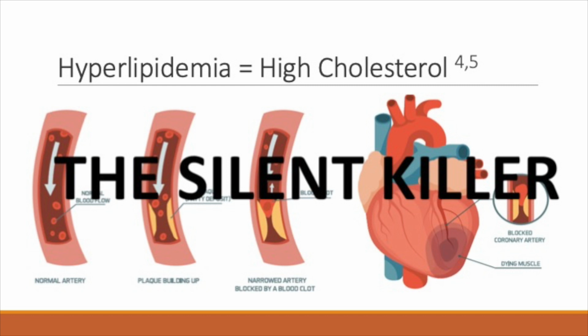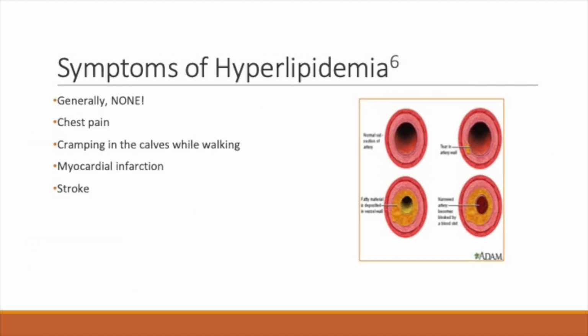Again, this is a very dramatic slide, but I do want to point out that hyperlipidemia is also a silent killer, because it is a slowly progressive disease that does not show signs and symptoms until a later stage. You can detect high levels of cholesterol through a lab called a lipid panel, but the plaque buildup is very slow and progressive. So symptoms of hyperlipidemia are generally none, as I mentioned before.